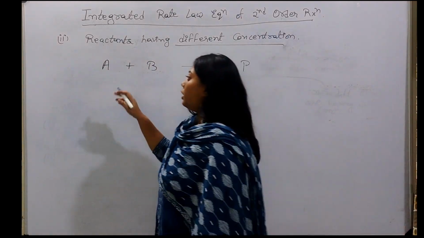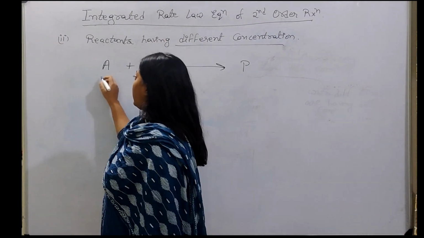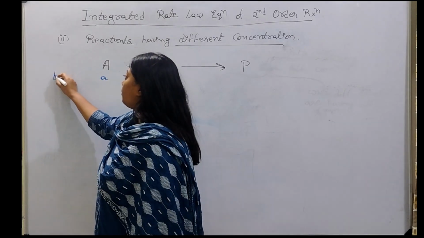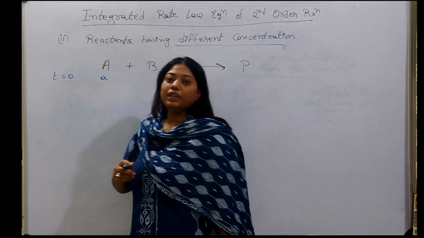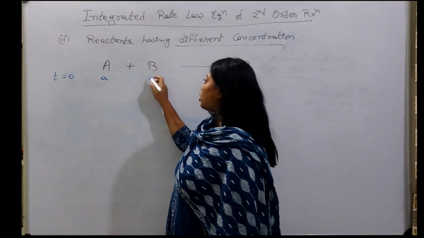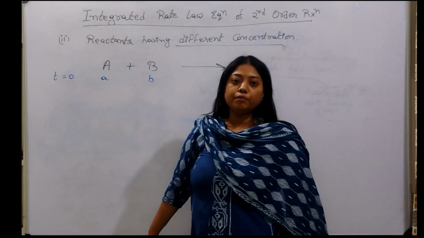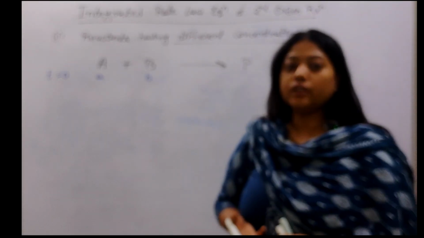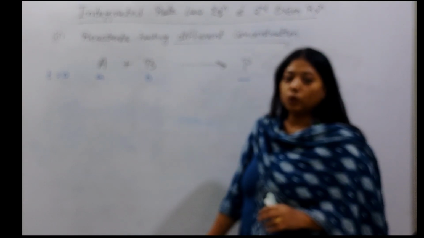So let's suppose here the concentration of A at time 0, that means the initial concentration of A, is A, and the initial concentration of B is B. Now as the reaction has not started, the product won't be formed, right? So here the concentration of P must be 0.